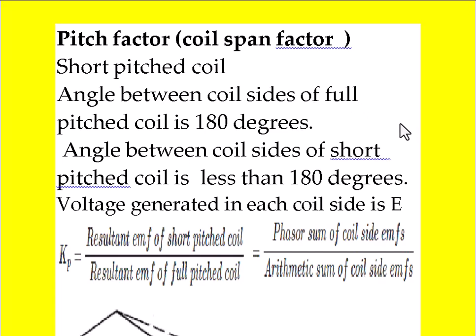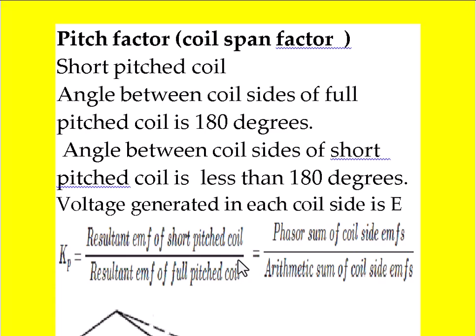If the angle between the two coil sides of the coil is less than 180 degrees, then such coil is called the short pitched coil. If the angle between the two coil sides of the coil is equal to 180 degrees, then it is called the full pitched coil.